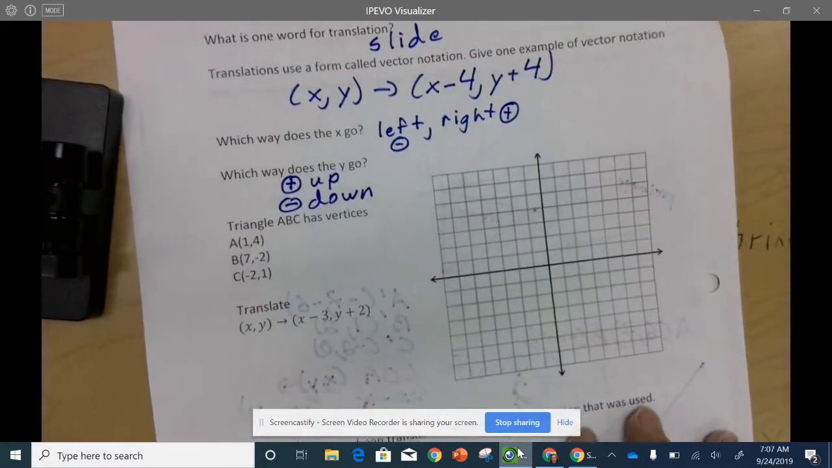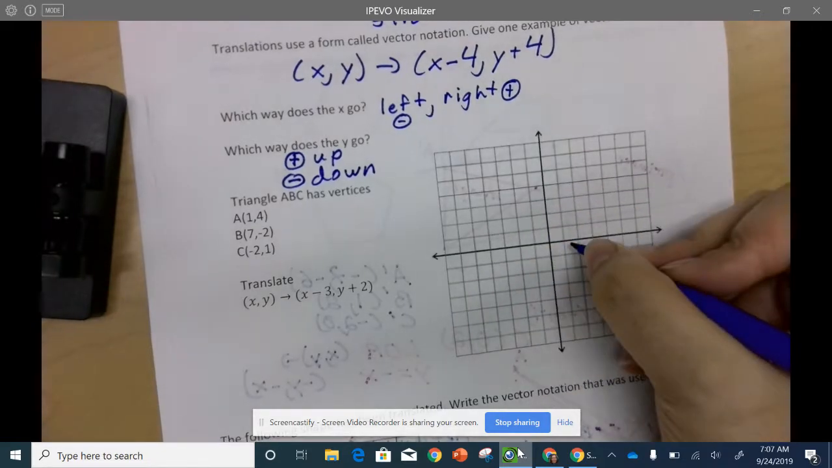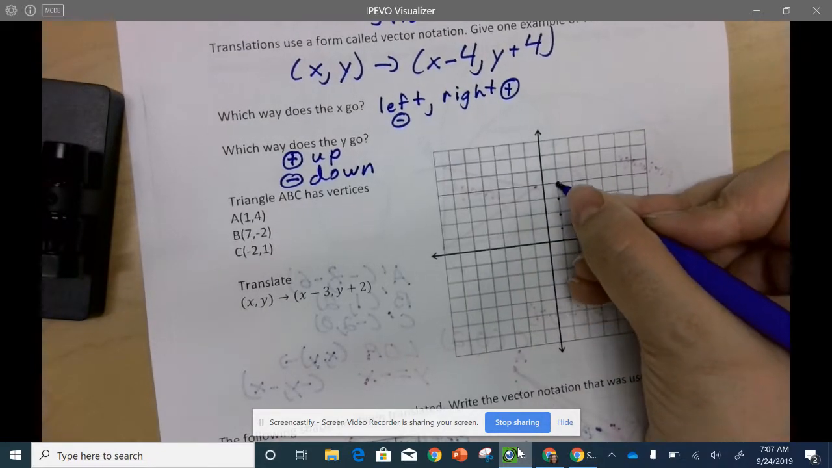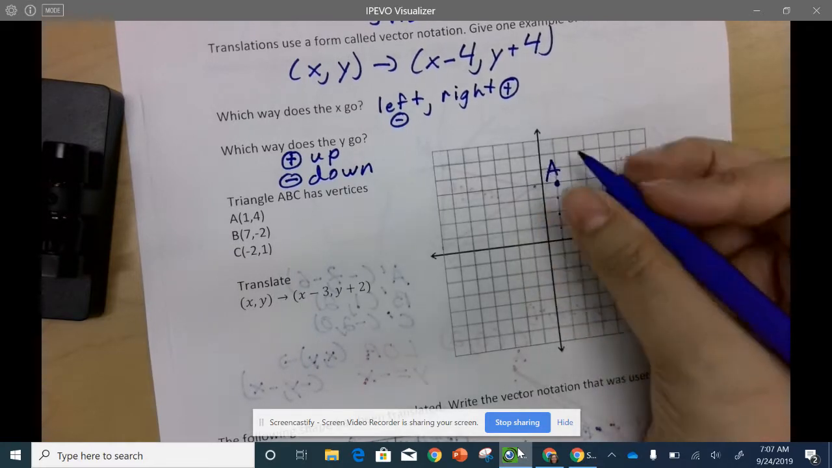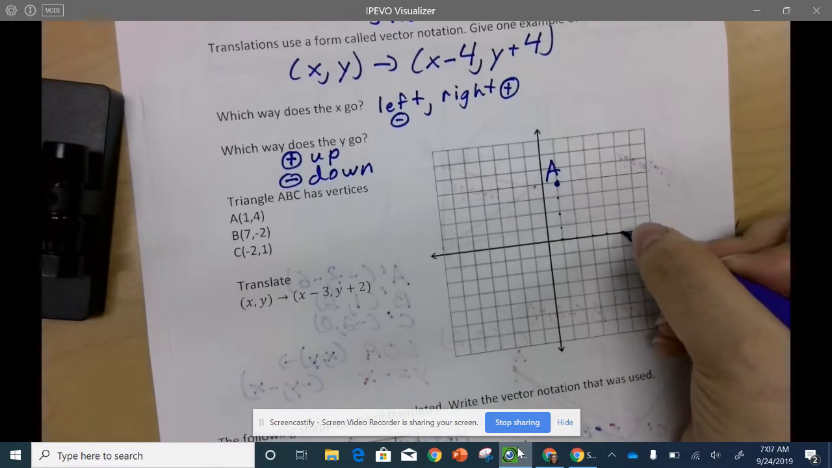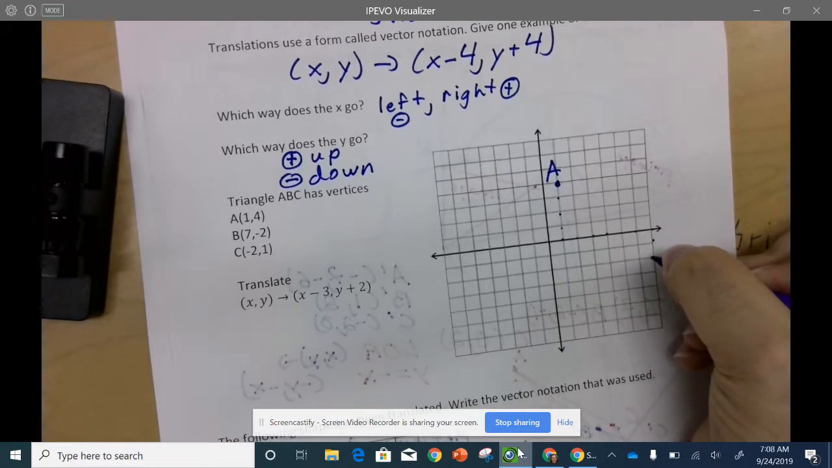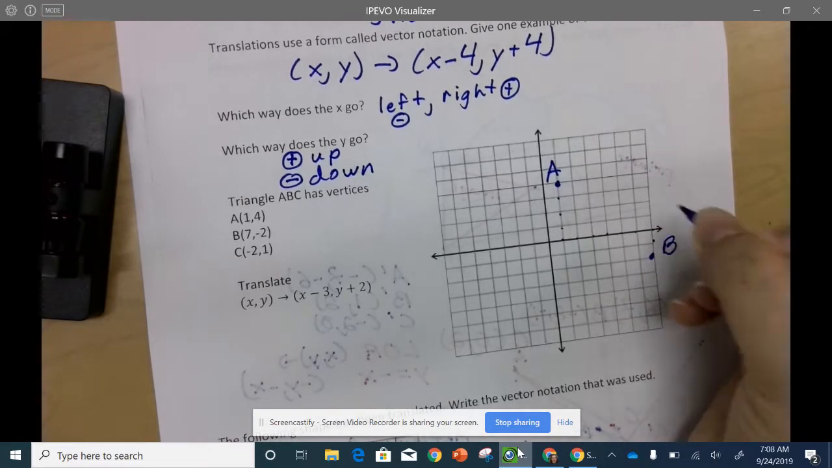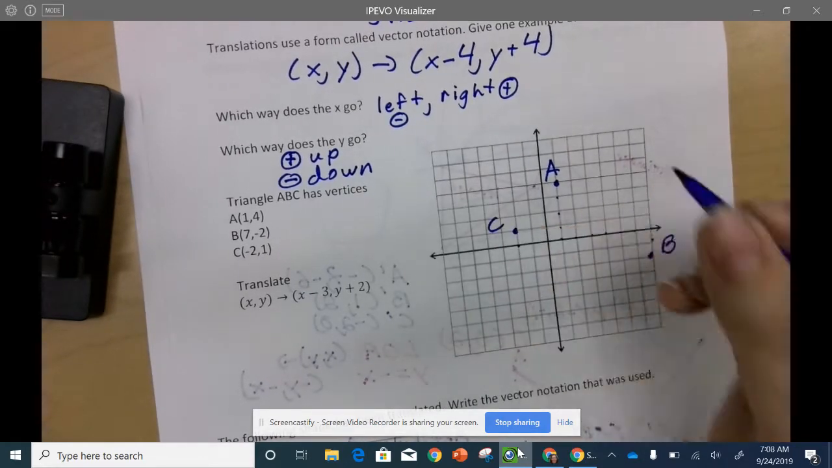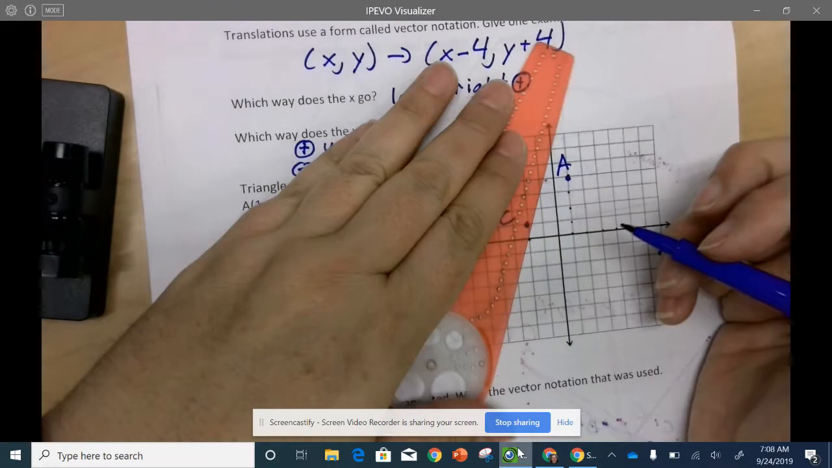Okay, so we're going to go ahead and graph these. So we're going to go 1, 1, 2, 3, 4. And then B is going to be 1, 2, 3, 4, 5, 6, 7, down 1, 2 for B. And C is at -2, 1. I'm going to use my compass to connect the points again.